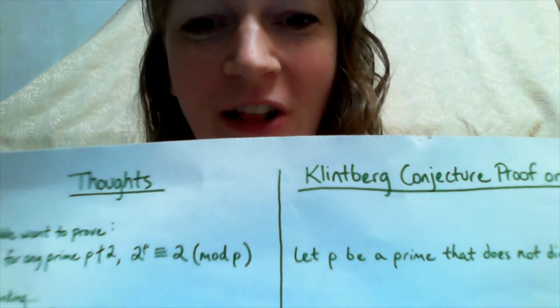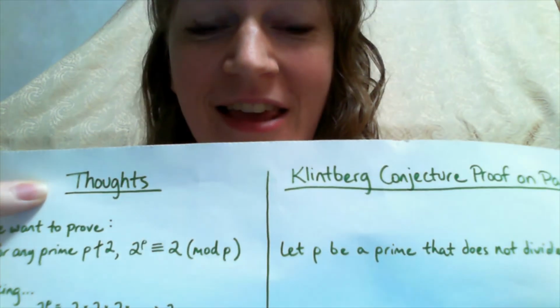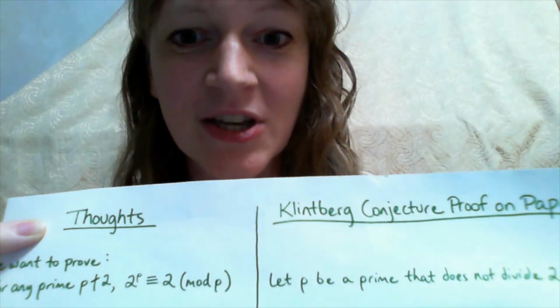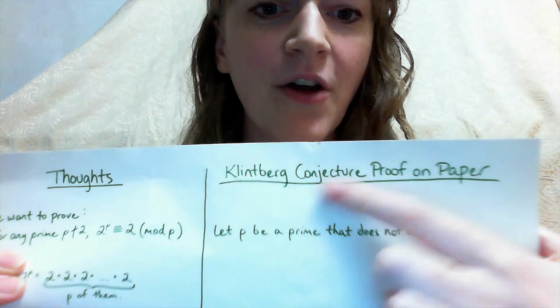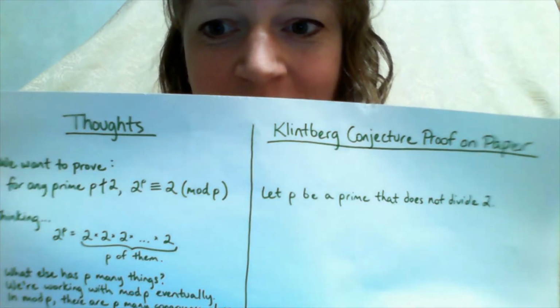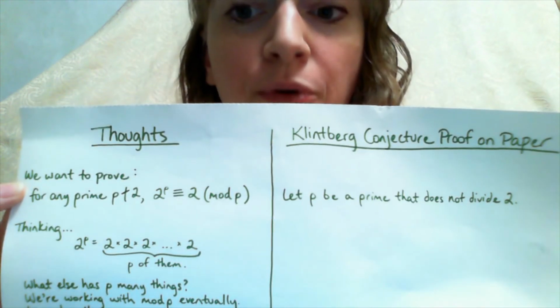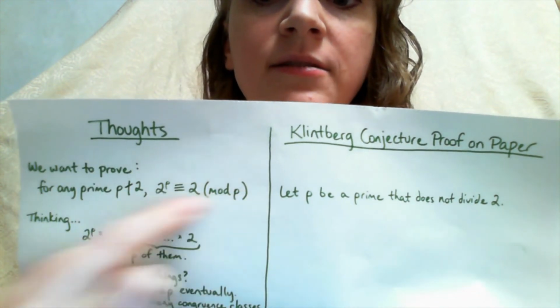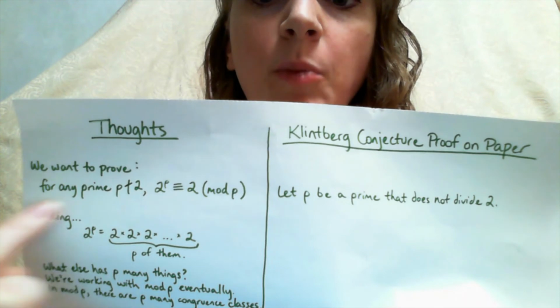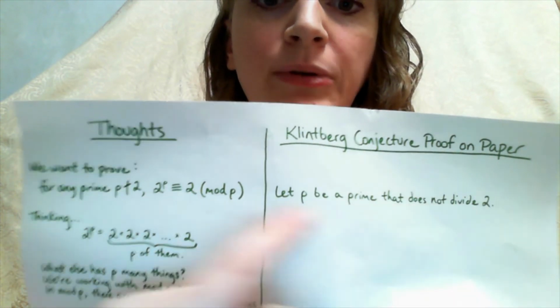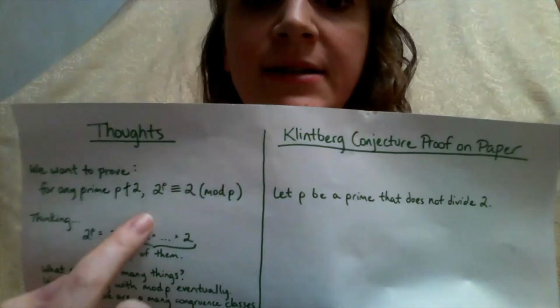I have two columns that we can look at. Here are the thoughts that might go towards constructing a proof like this, and then on this side we're writing out the proof itself. So let's take a look. We want to prove this. So first of all, let's just take our parameter and set that up so that that's ready to go.